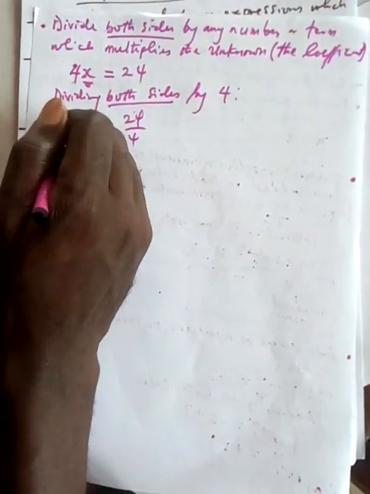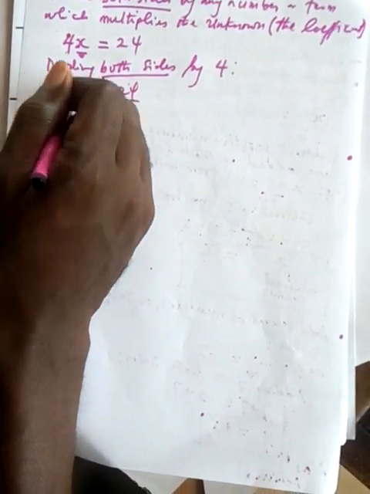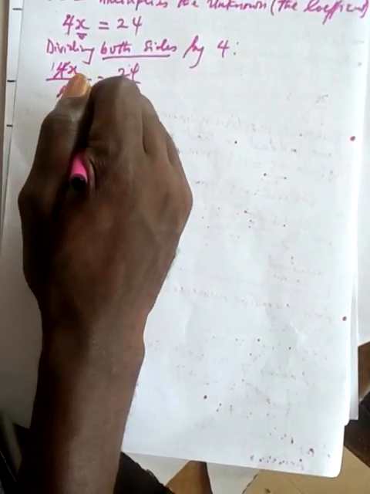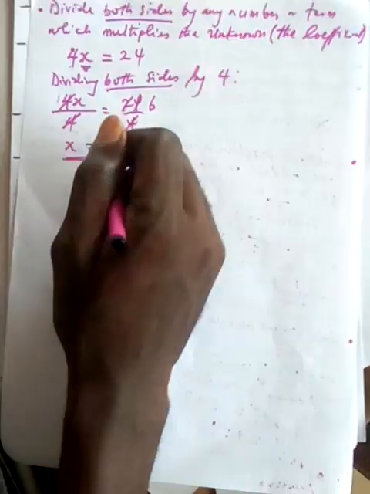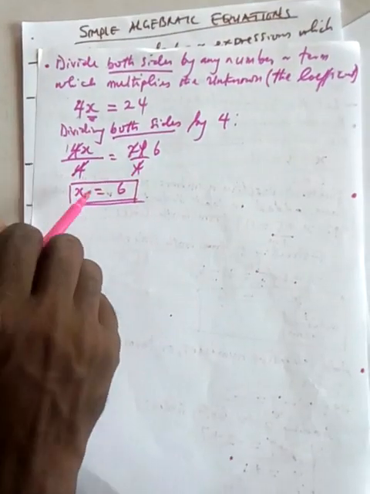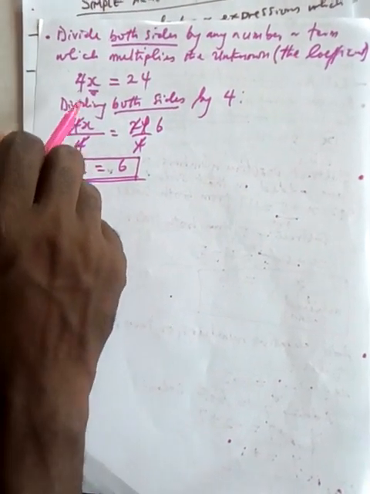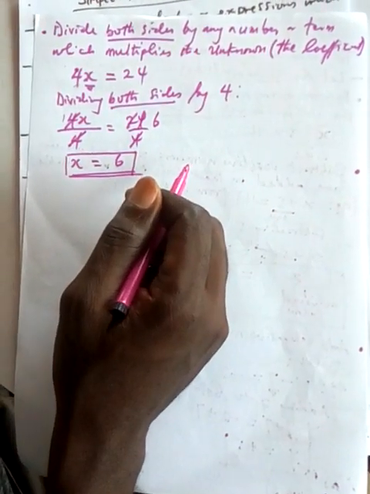4 can neutralize 4 here, cancel 4 here to give 1. 1 times x is x. 4 into 24 is 6, so x is 6. What this is telling us is that the number that multiplies 4 to give 24 is 6, which you and I know is very true.